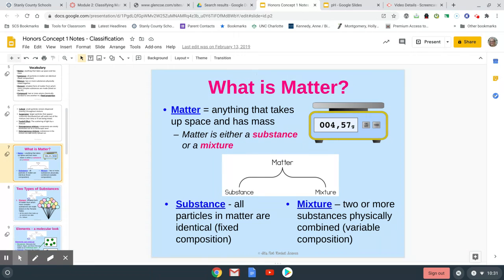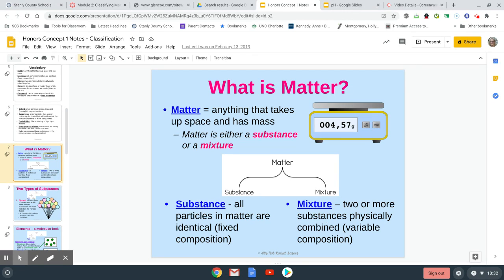All right, classifying matter. So we need to understand what matter is. It's going to have mass and volume, so it's going to take up space. And matter can be classified as a substance, and we usually say pure substance, or a mixture. If it's a substance, all the particles are identical, and the key is it's a fixed composition. If it's a mixture, there's two or more substances that are combined, but their composition isn't fixed.